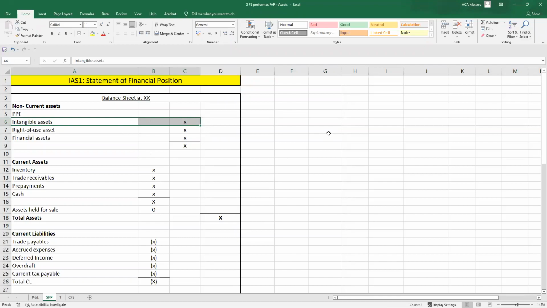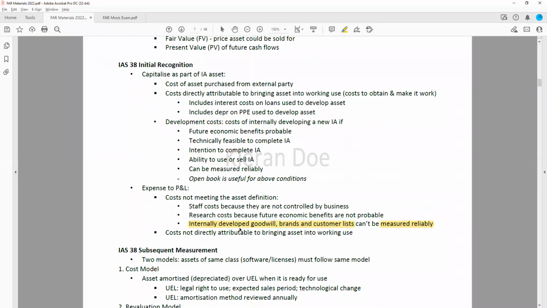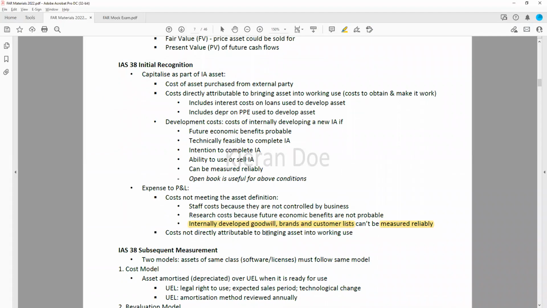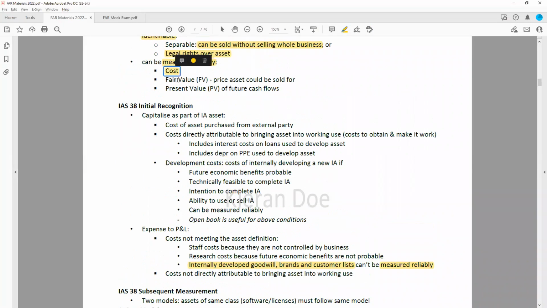However, if they purchase them from somewhere else, so if the company purchases a brand from another company, then you could recognize the brand, because you could get the cost, because they would have paid 50,000 for the brand. If they purchase a customer list, again, you'd have the cost of that asset.